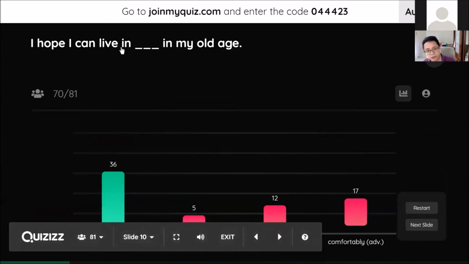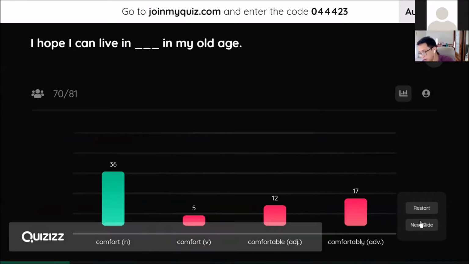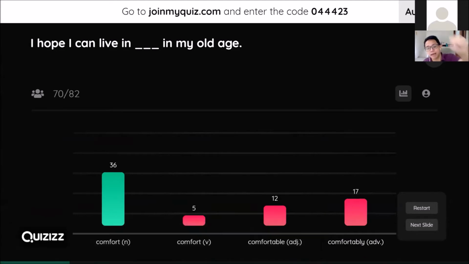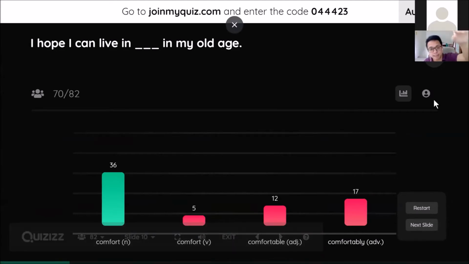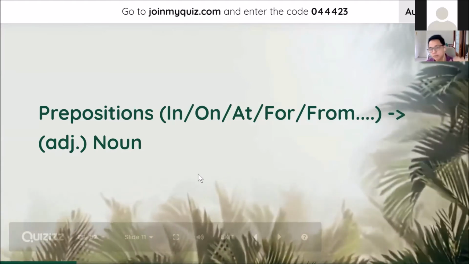But how many of you know that after in, on, at, you also need a noun? In, on, at, for, from, to, all of these are prepositions. Prepositions are always followed by a noun. 可能后面中间会有形容词, but it still needs a noun.